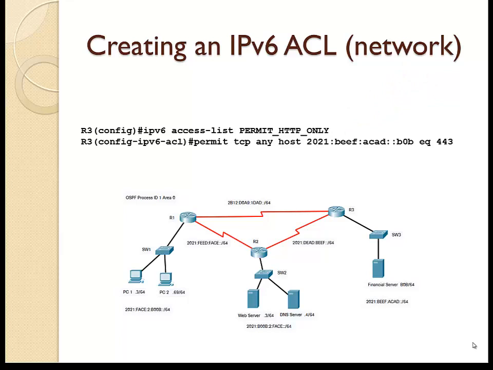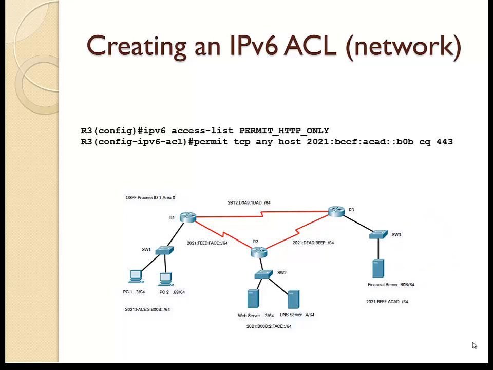The configuration statement says permit TCP from anywhere, that's any, to the host at 2021:beef:acad:bob0b. That is the IPv6 address of that server that's right there.